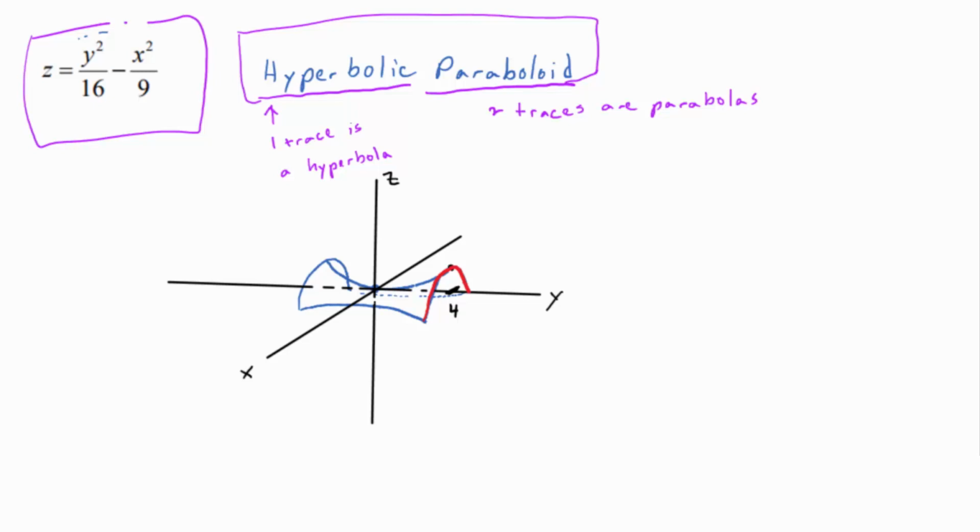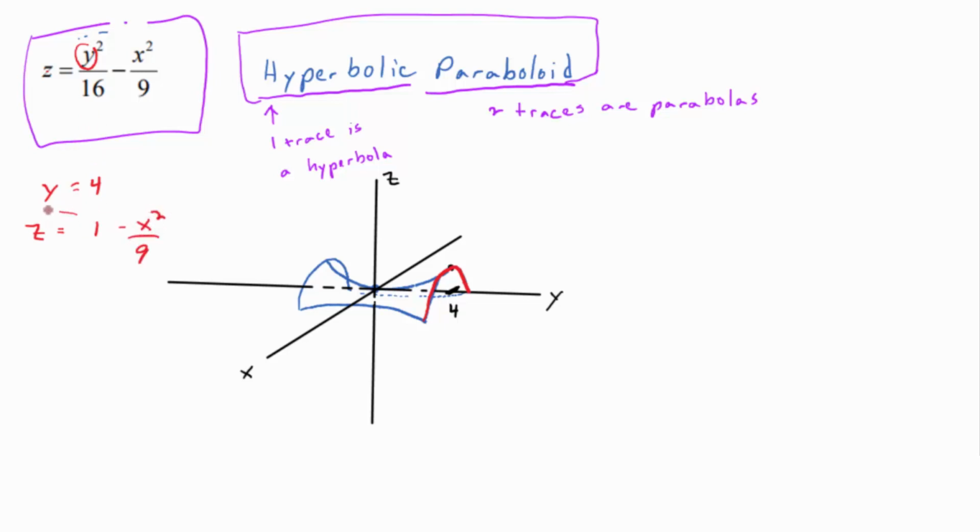So if y were equal to 4, what would the trace be? Well, I would put the y equals 4 in there, and at y equals 4, I could say z equals, well, 4 squared, which is, of course, 16, so 1 minus x squared over 9.